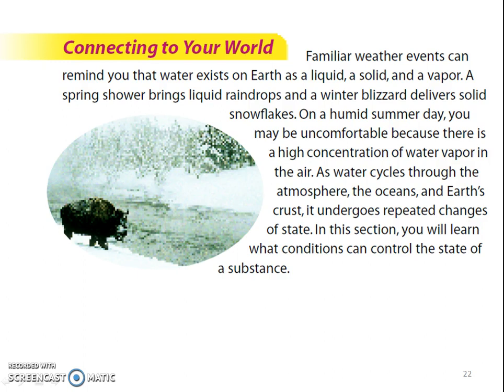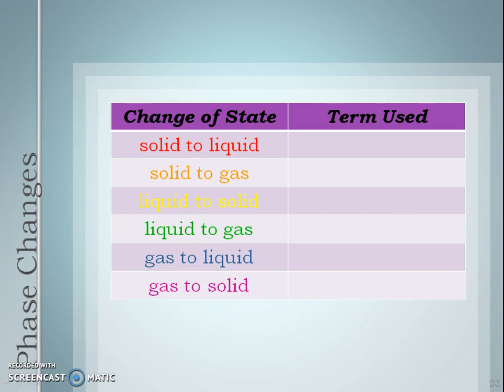Familiar weather events can remind you that water exists on Earth as a liquid, a solid, and a vapor or gas. A spring shower brings liquid raindrops, and a winter blizzard delivers solid snowflakes. On a humid summer day, you may be uncomfortable because there is a high concentration of water vapor in the air. As water cycles through the atmosphere, the oceans, and Earth's crust, it undergoes repeated changes of state. In this section, you will learn what conditions can control the state of a substance. So let's look at these phase changes.